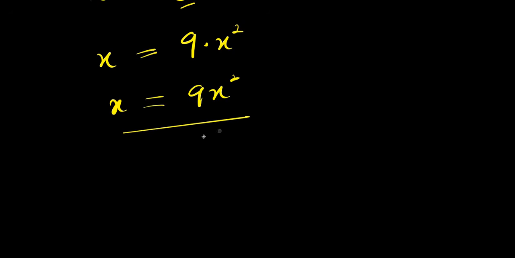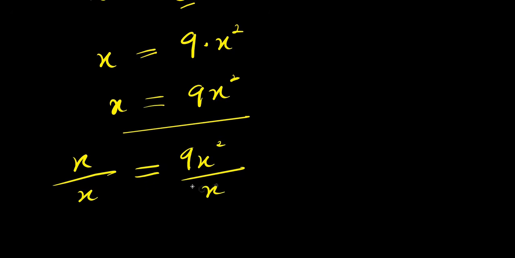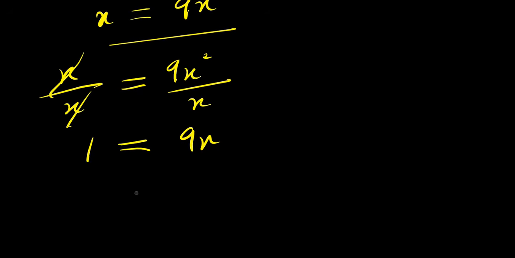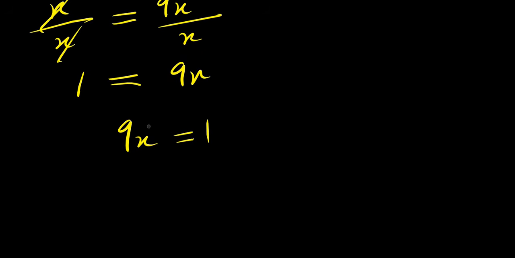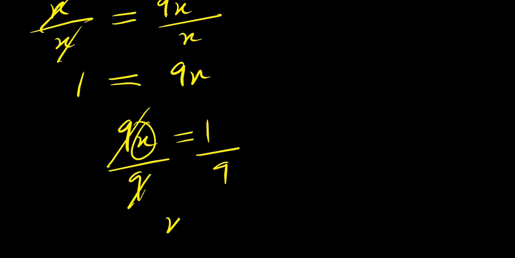Now, at this point, I can decide to divide each part of this equation by x. I have x divided by x equals 9x squared divided by x. X divided by x, I have 1, equals 9x squared divided by x, I have 9x. Now, we can solve for x by rearranging this. I have 9x equals 1. I simply isolate x by dividing this by 9. Divide this by 9, 9 eliminates 9. I have x equals 1 over 9.